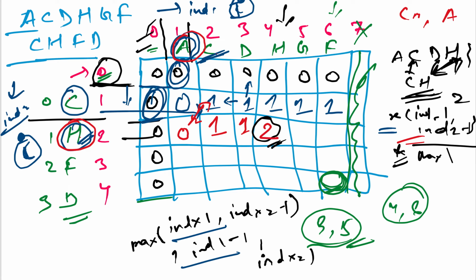So if you see CH, this is string CH, and then this is the string up to this one, A C D H.